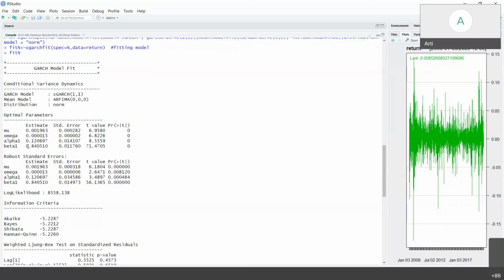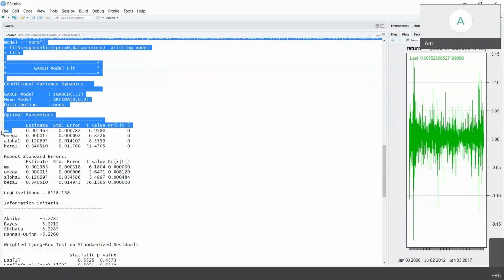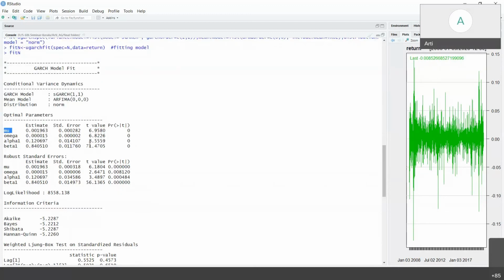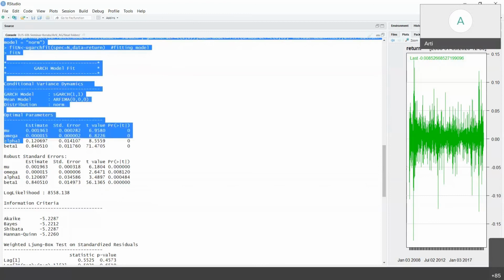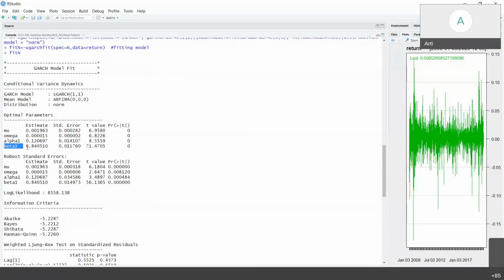Understood? Once again, I'm repeating: mu represents a naught, which is the excess return in the return equation, in the mean equation. Omega represents the constant term in the variance equation. Alpha 1 represents the error term coefficient. And beta 1 represents the past, the lag volatility coefficient. So these are the four parameters we have. Now you look at the p probability values. These are all zero. That says that all the coefficients are significant. Basically, if I see beta 1, it is 0.8405, let's say 0.84.